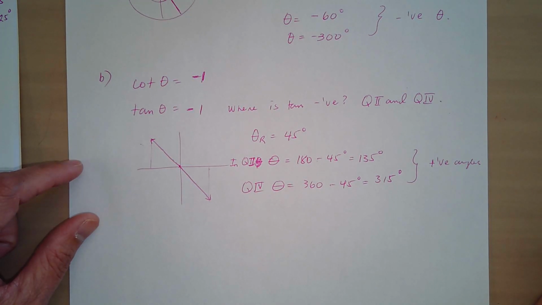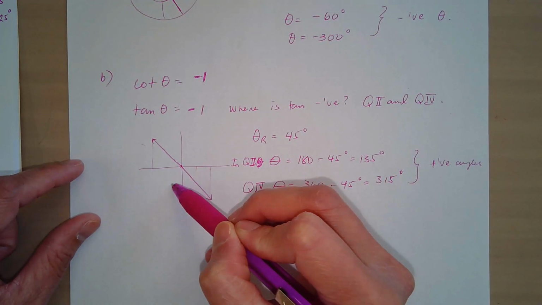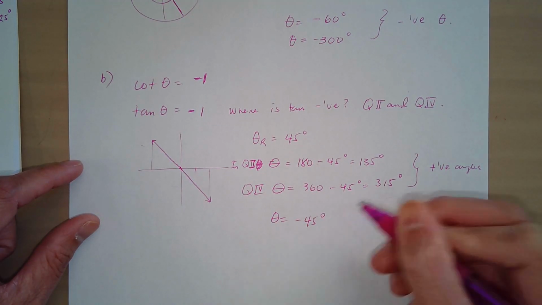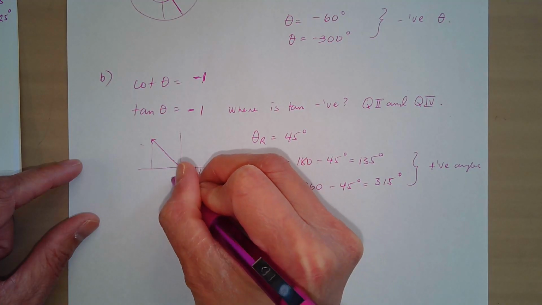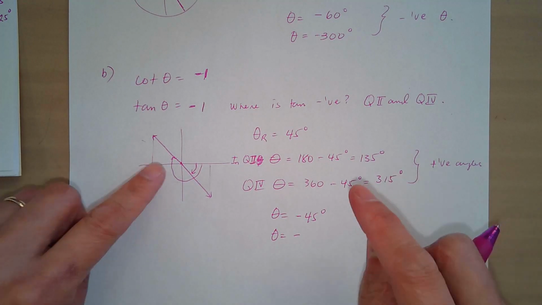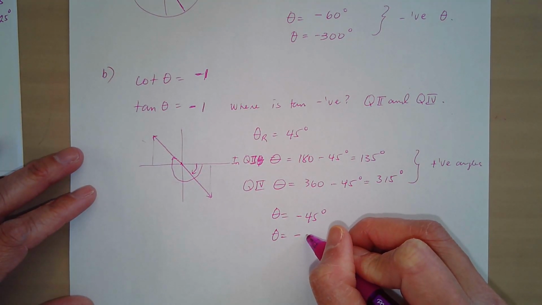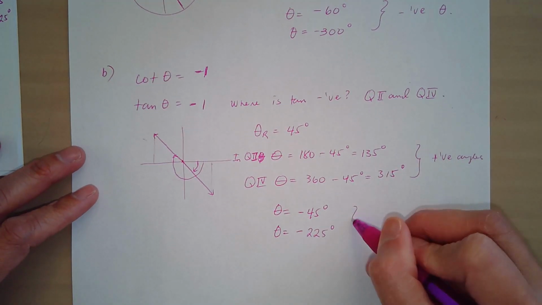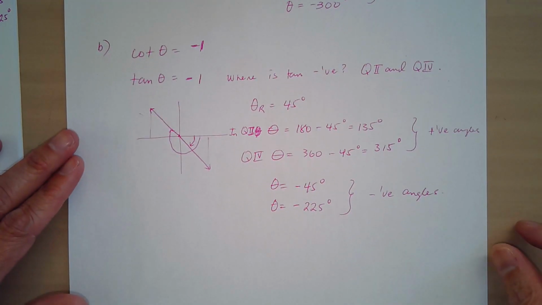What are the negative angles? If we go to the negative angles, it's going to give us negative 45 degrees. The other one would be negative 180 minus 45, so negative 225 degrees. So these are the negative angles.